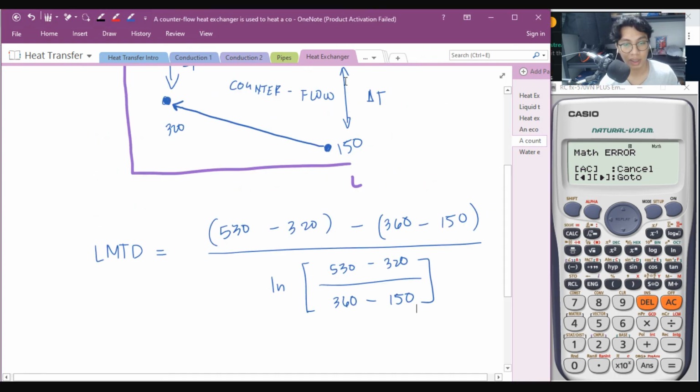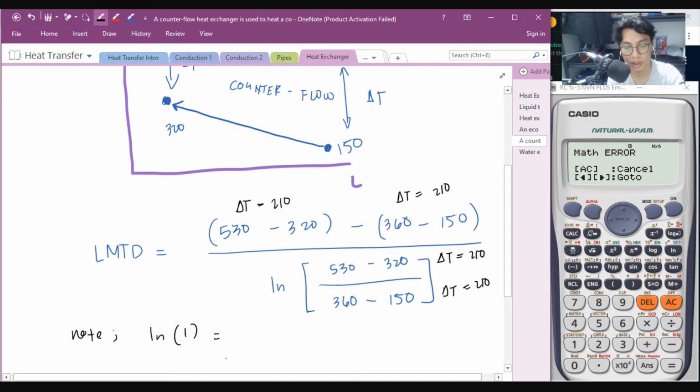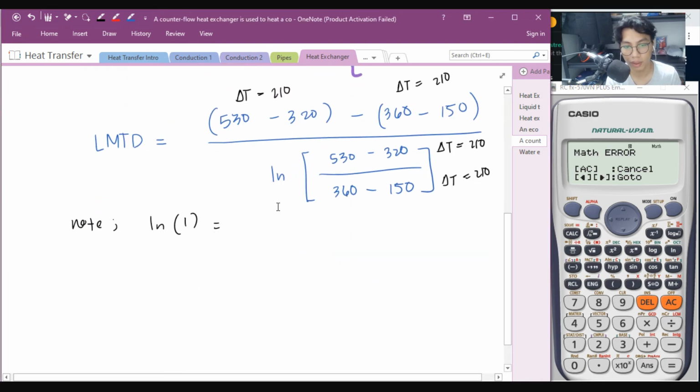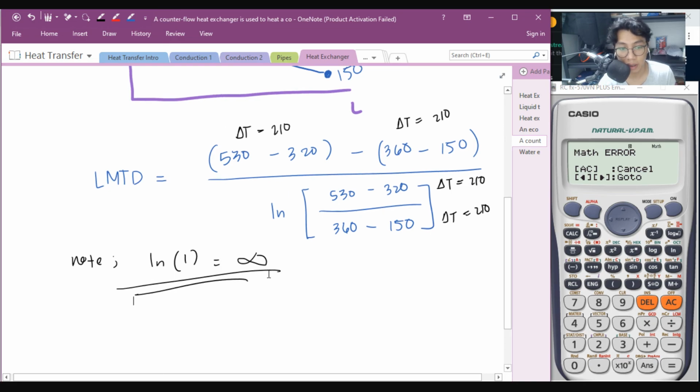Ayan, pakita ko sa inyo kung paano natin gagawin dyan. If the difference here is 210, highlight natin. 210 yung difference dito. Delta T here is 210. Yung delta T dito, 210. The problem there, tandaan nyo, note. The natural logarithm of 1 is, try natin, para makita nyo. That is, ln ng 0, undefined yan. Hindi to pwede. Anything that is divided by undefined value is null. Wala siyang value. O, ang ln ng 1, undefined.